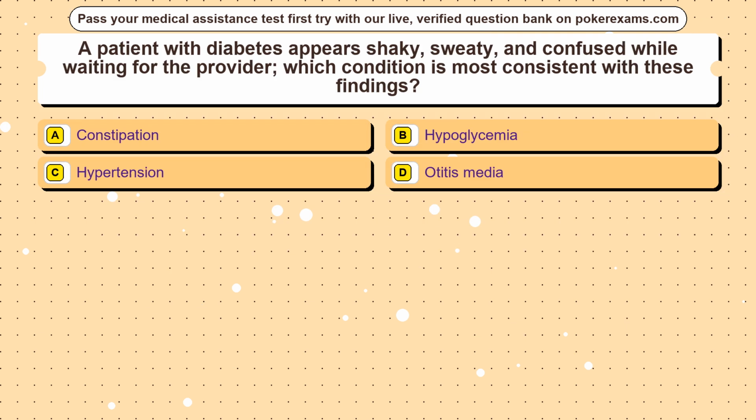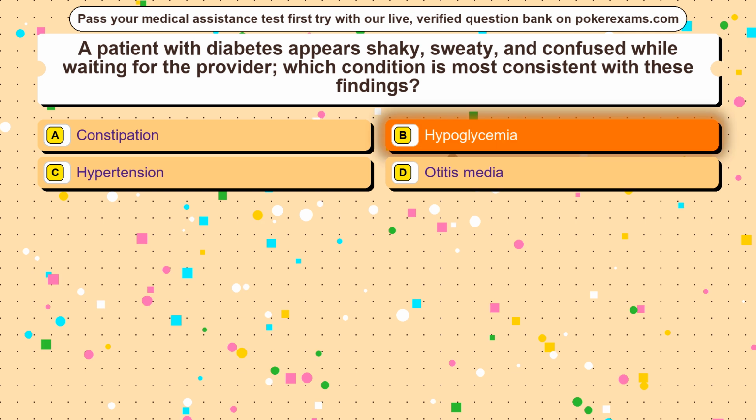Question 47. A patient with diabetes appears shaky, sweaty, and confused while waiting for the provider. Which condition is most consistent with these findings? Option A. Constipation. Option B. Hypoglycemia. Option C. Hypertension. Option D. Otitis media. The correct answer is option B.